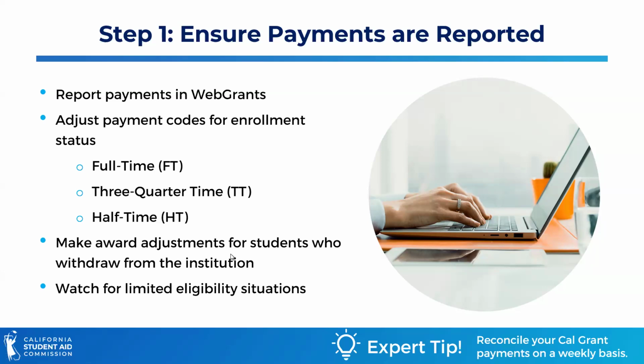So you can always refer to the Cal Grant handbook for additional information on R2T4, and watch for limited eligibility situations. If you were in attendance yesterday, you saw that we went through payment scenarios, and we did actually use a limited eligibility scenario. So those can get pretty tricky because of web grants defaults, and those often involve an override of the auto-populated amount that web grants will calculate.